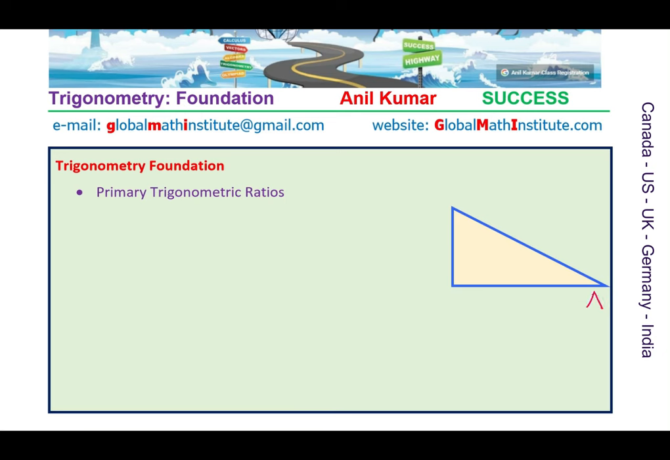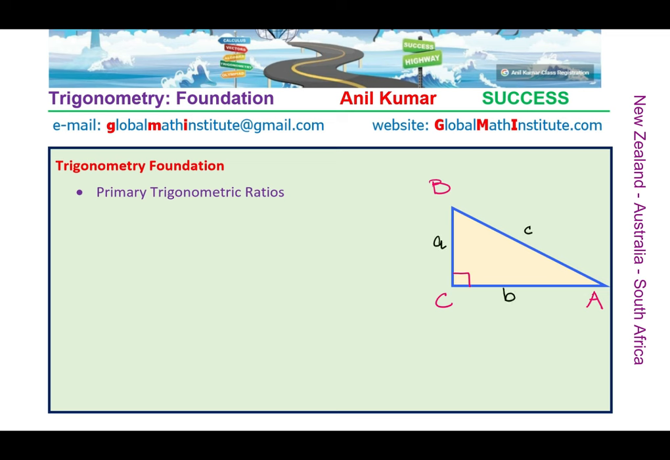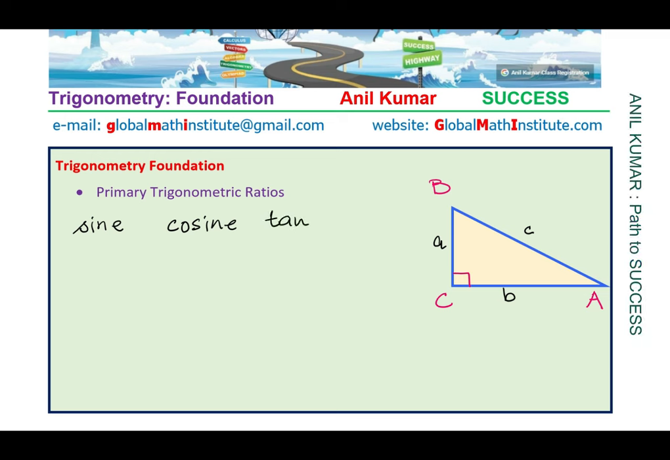So we label the vertices as A, B, and C, where C was the right angle, and the side opposite will be lowercase a, b, and c, as shown here. Primary trigonometric ratios, we have three of them. One is called sine, the other one is called cosine, and we have tangent. These three are primary trigonometric ratios. There are other three also which are reciprocal and are called secondary trigonometric ratios. Now, sine, cosine, and tangent. Sine of what? Sine of an angle. So let's consider the angle A for now.